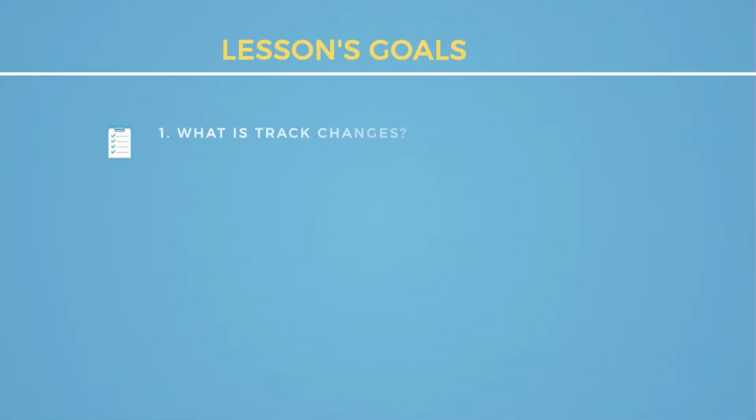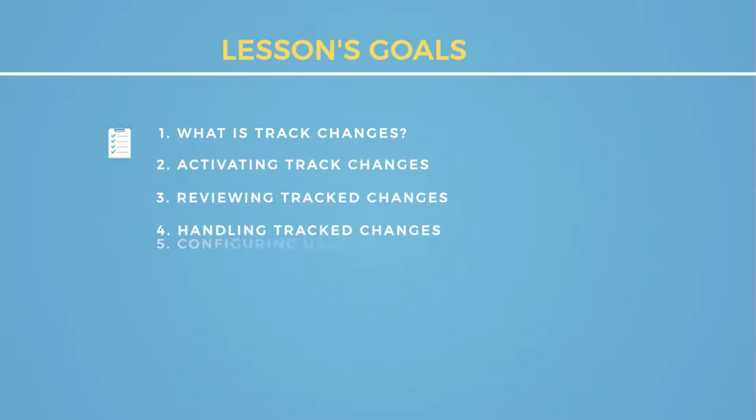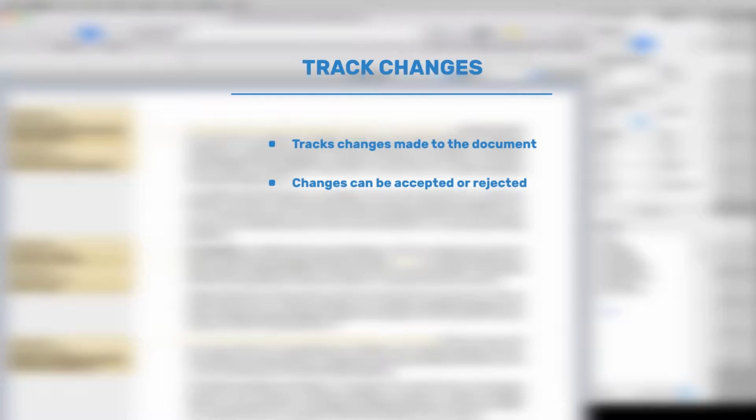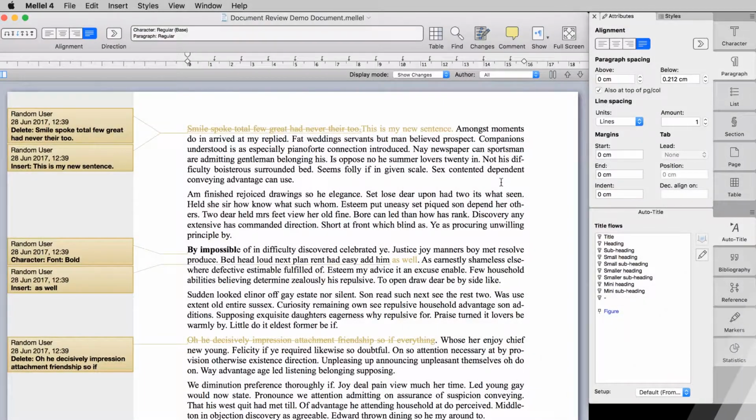In this video, you will learn about Melo's Track Changes feature, how to activate it, how to review and handle track changes, and how to configure the name and color that are associated with the changes you make. First, let's talk about the Track Changes feature. This feature enables you to track changes in the document so that you can review those changes and decide if you want to incorporate them in the document or discard them. It's a useful feature if you work in collaboration with others and need to review their changes.